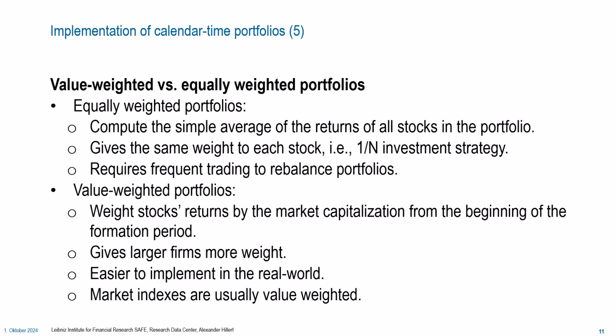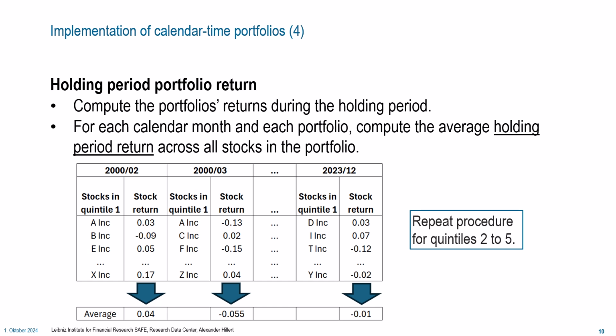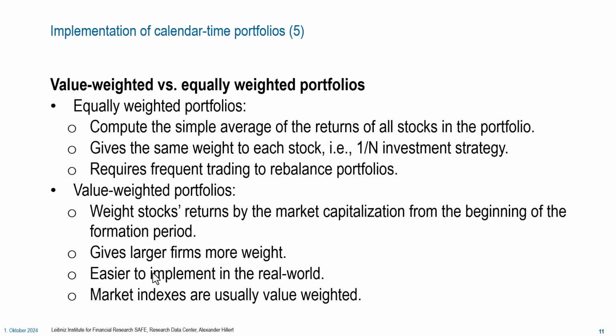Before I continue with that, I would like to talk a bit more about what it means to take the average of the return in the portfolio. In my simple example here, what I did is I computed an equal weighted average, so just the mean of the performance of these stocks. However, that's not the only option that we have. We could also value weight the stocks in a portfolio. What is the difference here?